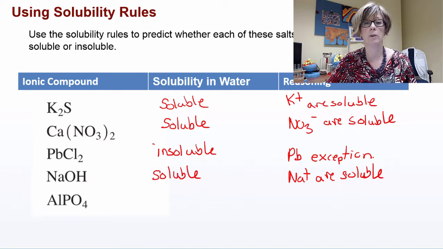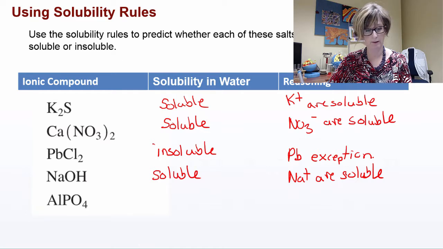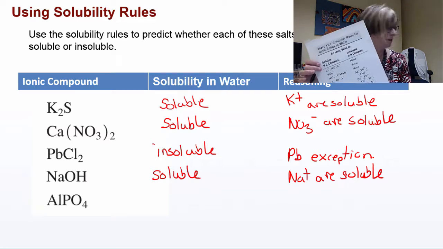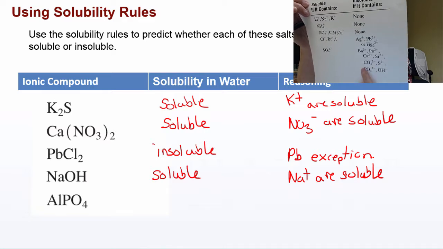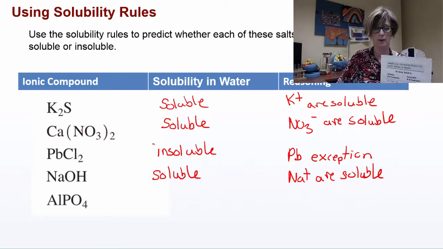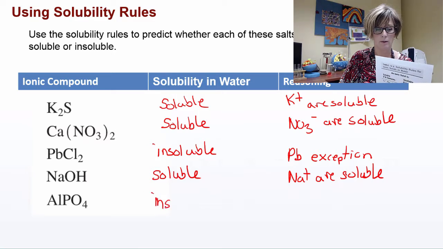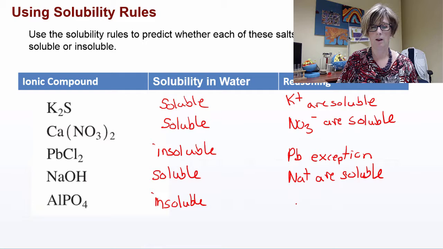And then let's look at the last one here. The last one is aluminum phosphate. All right, so let's look at that. We've got here an exception. Phosphates are insoluble. Phosphate salts right here. So that means insoluble. And then I can write that the phosphates are insoluble. Okay, so you get the general idea of how to use your solubility rules chart.